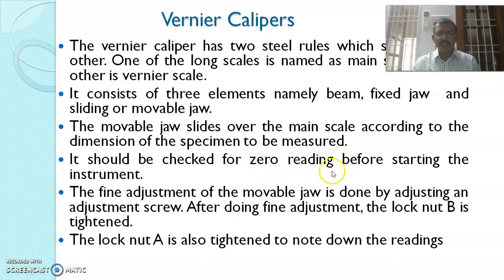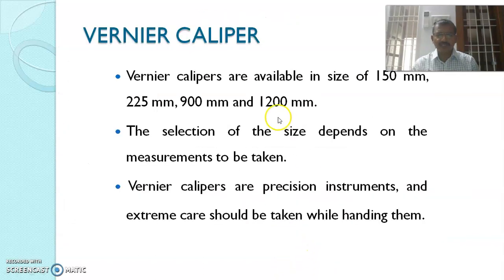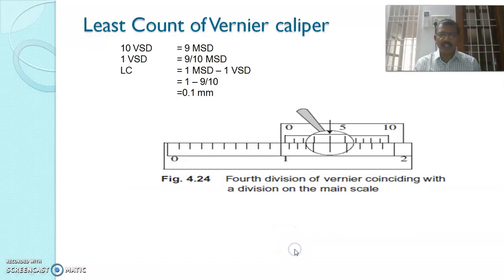It should be checked for zero reading before starting. The fine adjustment of the movable jaw is done by adjusting an adjustment screw. After doing the fine adjustment, the lock nut is tightened. Vernier calipers are available in different sizes. The selection of size depends upon the type of application. Vernier calipers are precision instruments and extreme care should be taken while handling them.